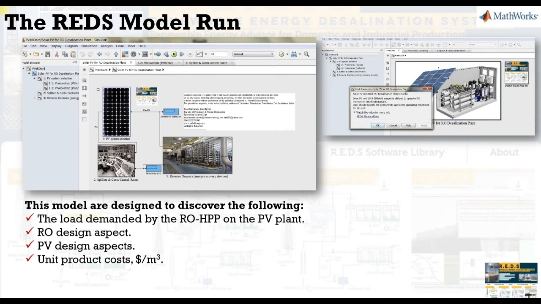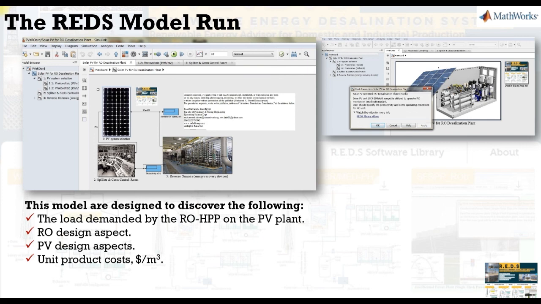For our model run, we are going to discover the load on the high pressure pump in the case of using the basic configuration, the Pelton wheel turbine, or the pressure exchanger. What are the design aspects of reverse osmosis? What is the needed feed stream? What is the rejected brine stream? What are the irreversibilities and so on?